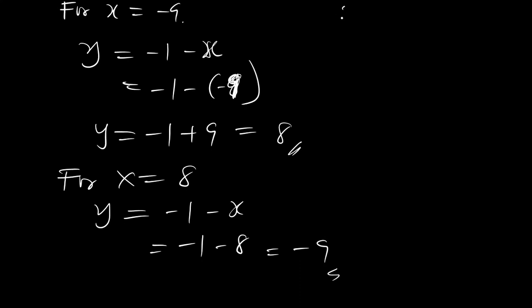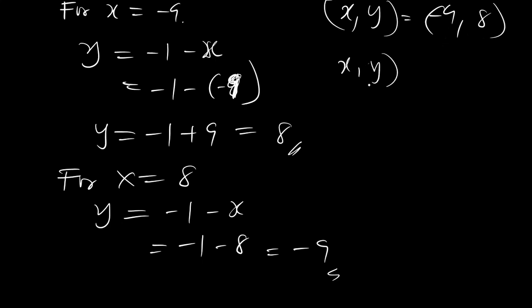So it shows that at one point, the x and y coordinates are x equal to minus 9, while y is 8. While at another point, x is 8 and y is minus 9. So this is the solution.